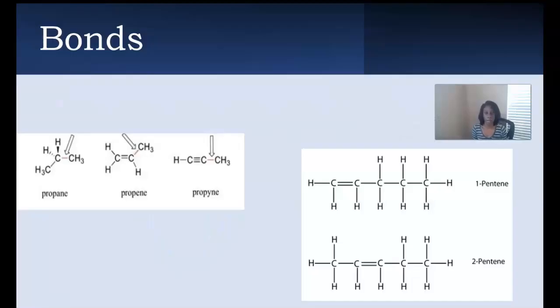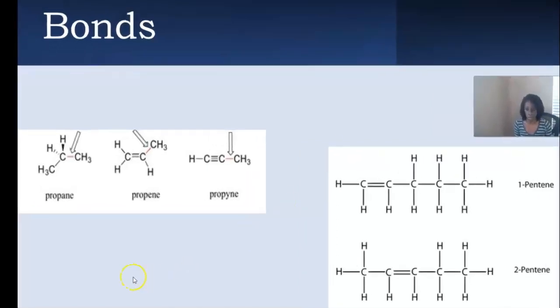Another way that organic compounds can differ in their structure is with bonds. Now there can be single, double, or triple bonds between the atoms. And if there's a double bond, sometimes a double bond can be in a different position between two organic compounds that are almost exactly the same except for the position of that bond. So let's look at these illustrations to see what I'm talking about.